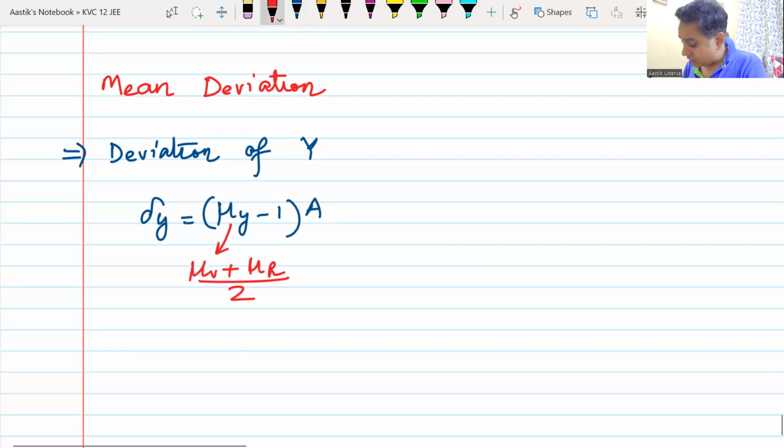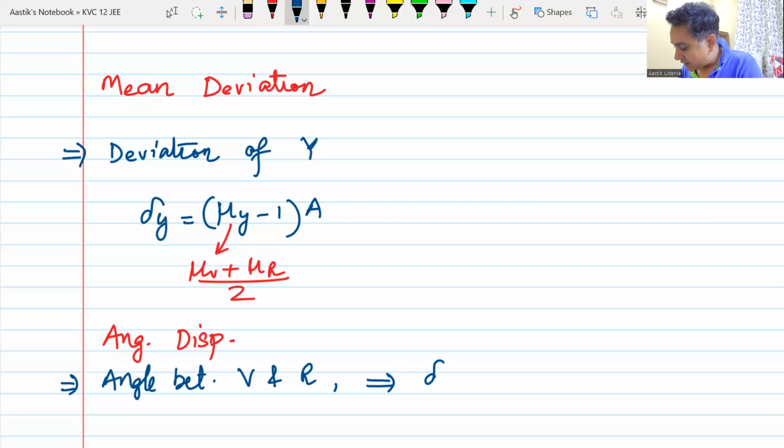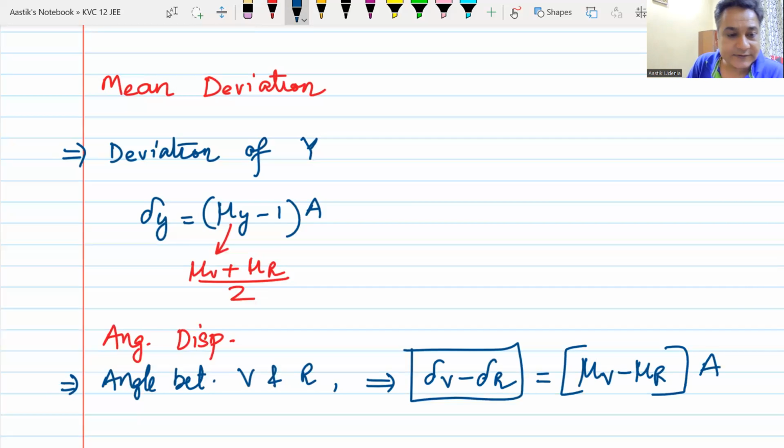The second thing that you have to understand is angular dispersion. And what is angular dispersion? It is the angle between violet and red. And how do you find this angle? It will be delta V minus delta R. Formula number 1, that will be equal to mu V minus mu R times A. Do we all understand these two terms? Yes or no? Yes, sir. If you've understood these two terms, then comes the third term.